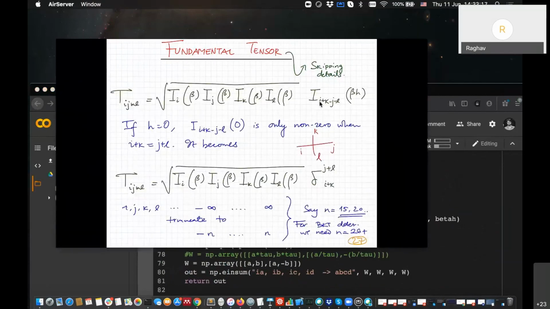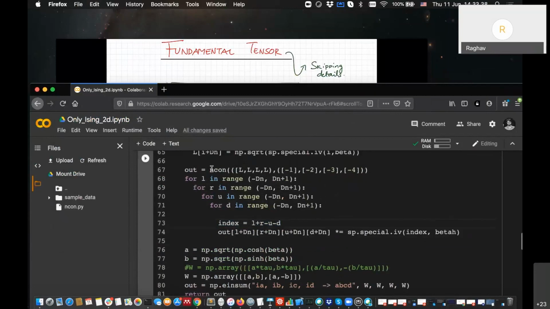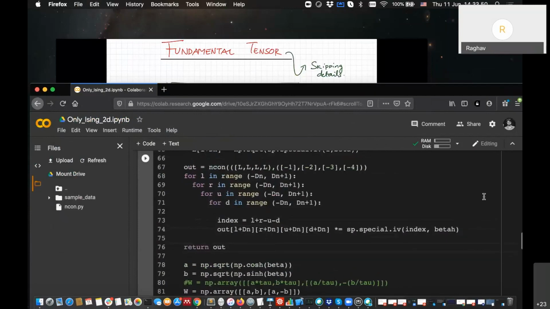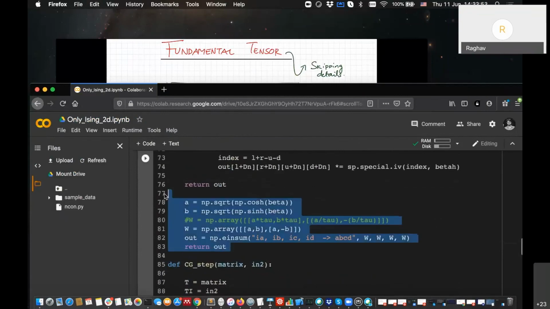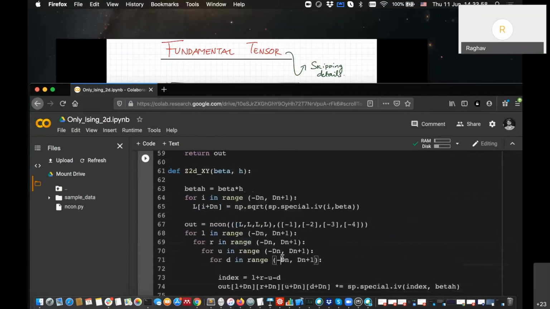So note that this is IJKL and this is LRUD. So L plus U is R plus D. So if L plus R is U plus D, then this will pick up 1, and it will become equal to this object. Otherwise, it will go to 0. So you'll only have those elements non-zero where this condition is satisfied, right? So once we have this, we can just return the out. And then we can delete everything that was coming because of the Ising model. And this is the initial tensor for the 2D XY model, right?